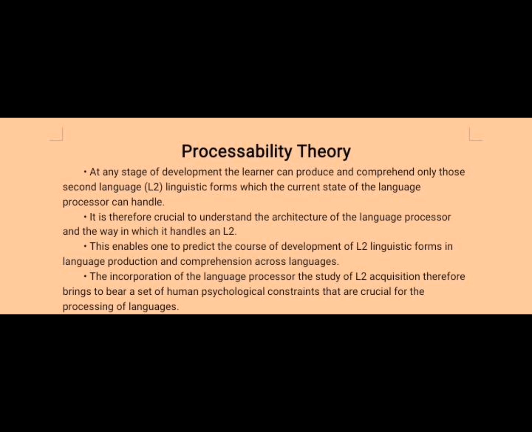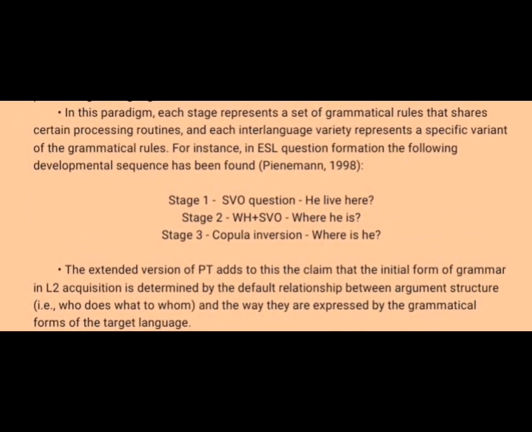The fourth one is the incorporation of the language processor. The study of second language acquisition therefore brings to bear a set of human psychological constraints that are crucial for the processing of languages. In this paradigm, each stage represents a set of grammatical rules that share certain processing routines. Each interlanguage variety represents a specific variant of the grammatical rules.